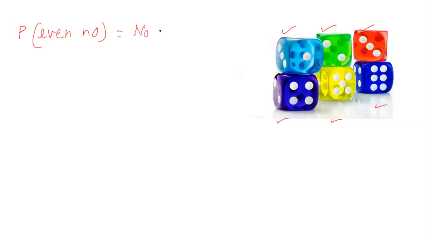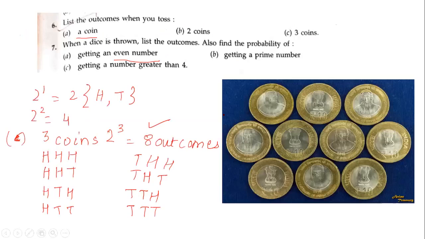So number is even, total outcomes। इवन नंबर कितनों में आ सकते हैं? 3 out of 6 में इवन नंबर आ सकता है.